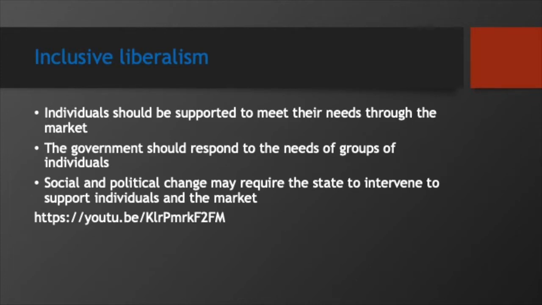There may be a need to engage in some kind of social or political change that may require the state to intervene to support individuals and the market to respond to that need. So for example, if we look at some of the Canadian policies around investment in green energy technology, we see that the government has supported individuals through, say, energy efficiency tax credits if you renovate your home or if you have solar panels installed. And the market has also been supported through investment in green energy companies in order to respond to the effects of global warming.